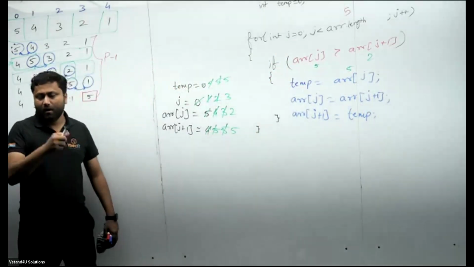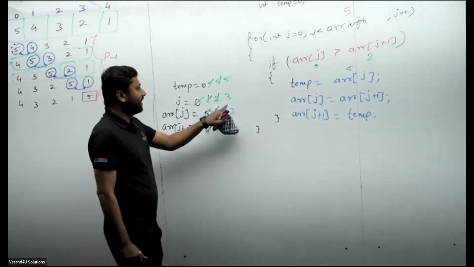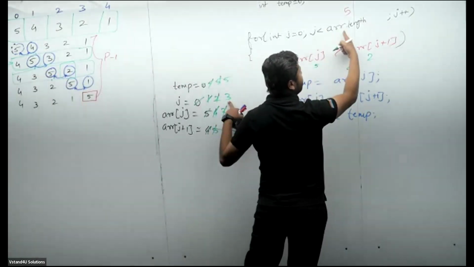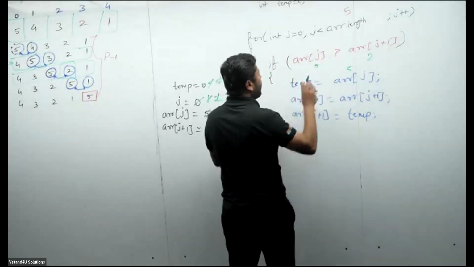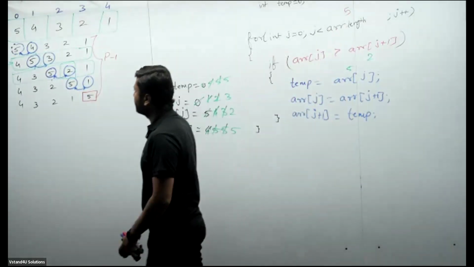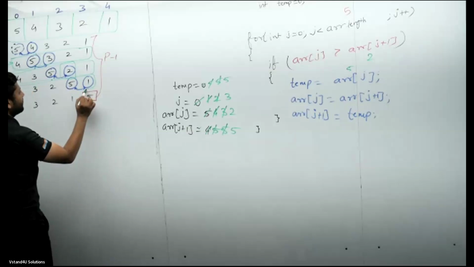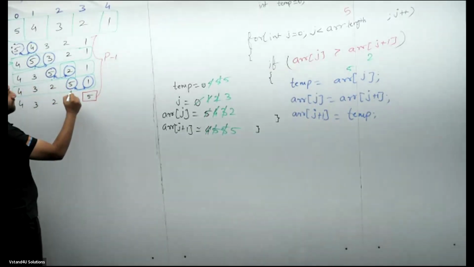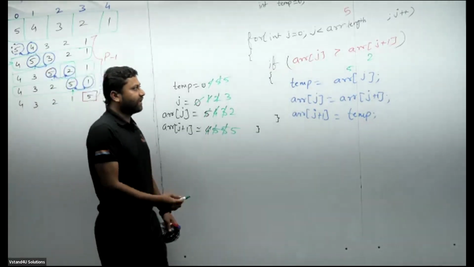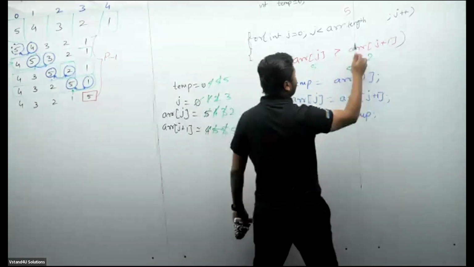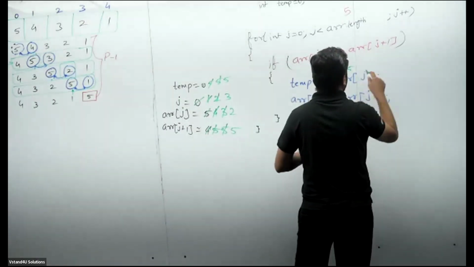No confusion. This becomes 3. 3 is less than 5. Condition remains true. arr[3], now let's ask about this one. arr[3] is again this point. arr[3] is 5. Okay, sir. 5. arr[j+1] is 1. Is this condition still true?